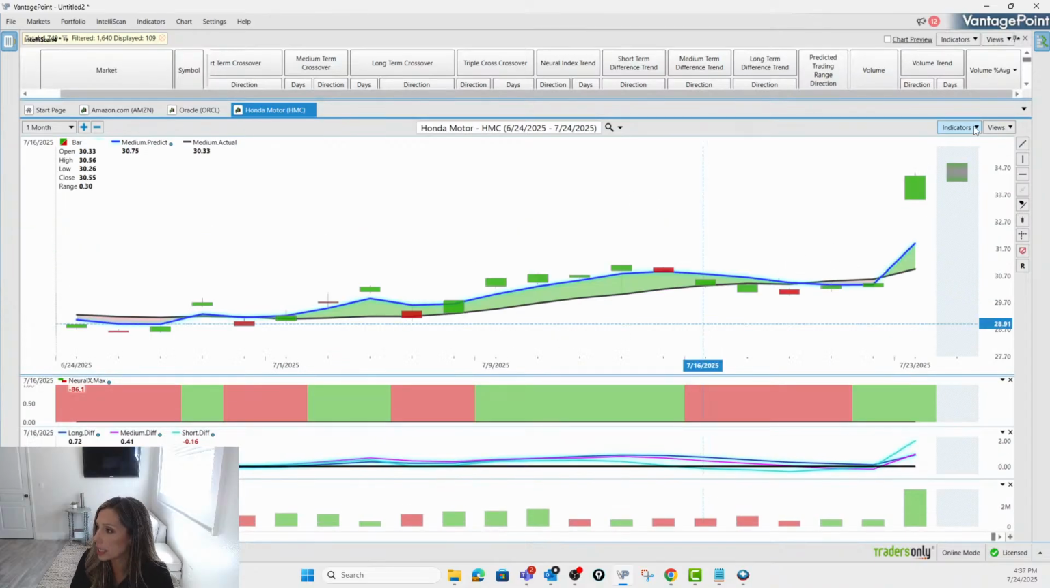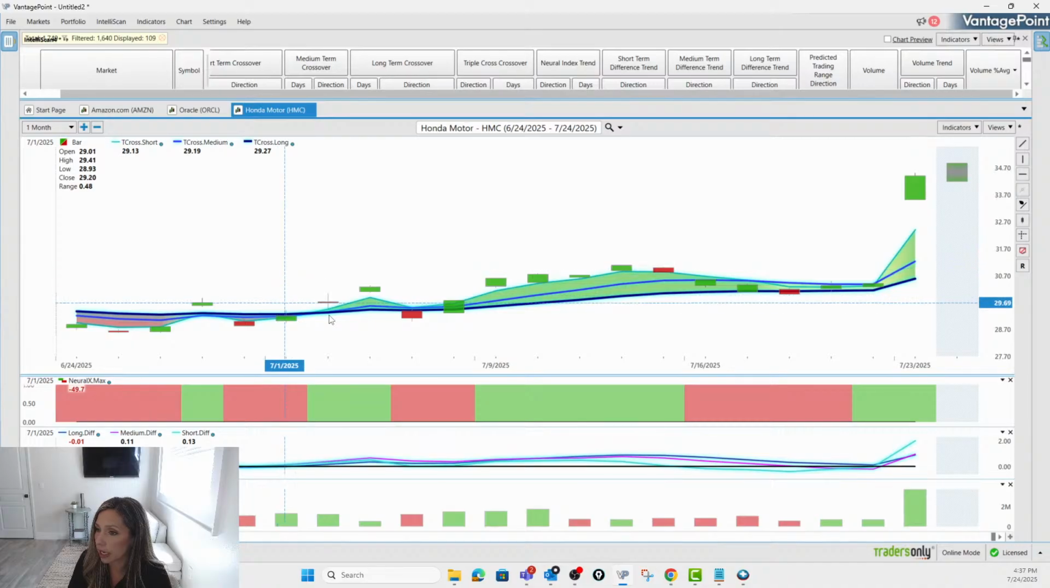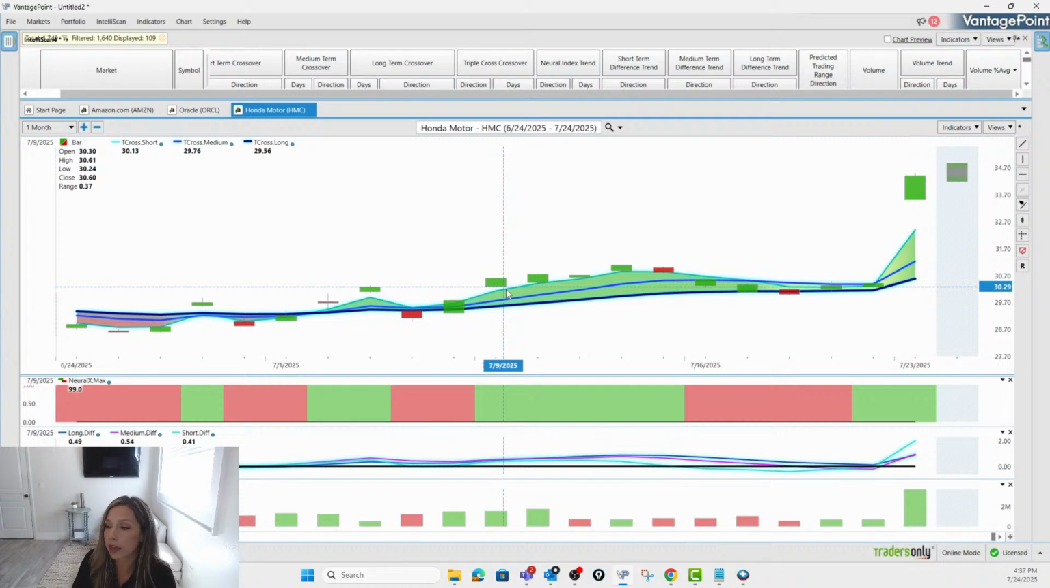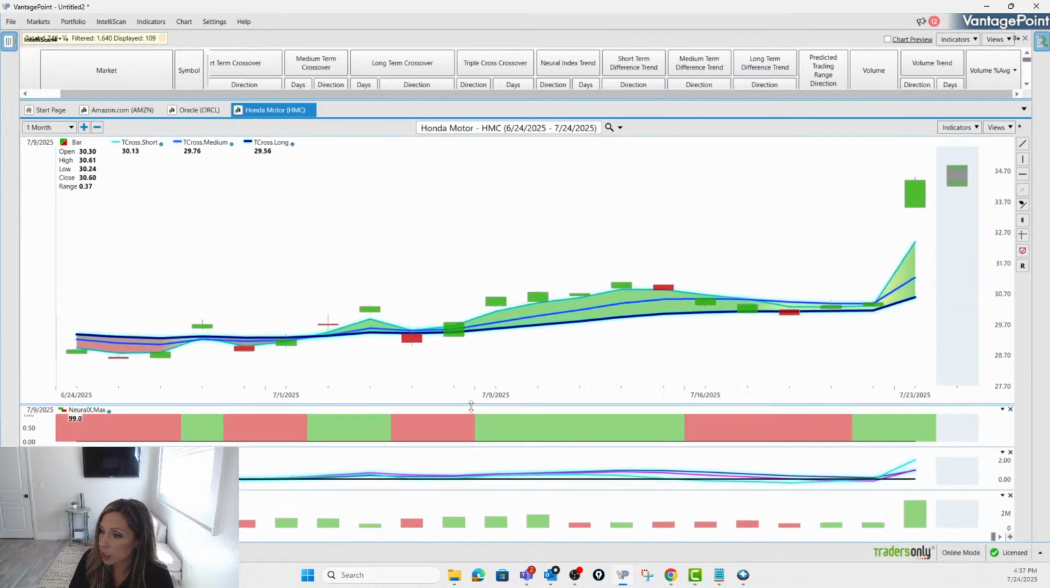VantagePoint actually signaled this prior to, and we can even switch over to that triple cross so you can see, again, looking at that bit more of a conservative view. Even if you're using this, you can see where we actually had our 4 points of confirmation back here, or even here if you're waiting for that additional confirmation as well. Because here's the thing about the triple cross.